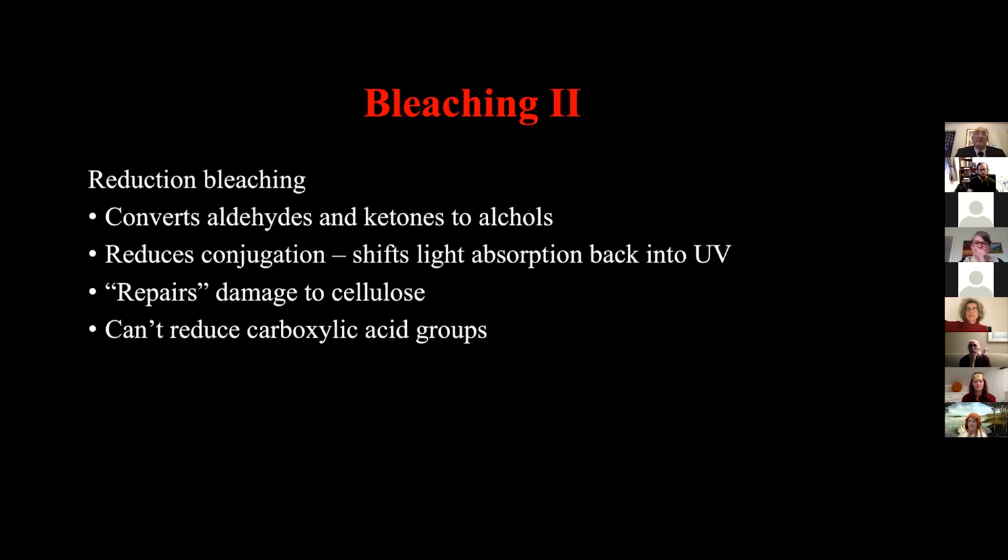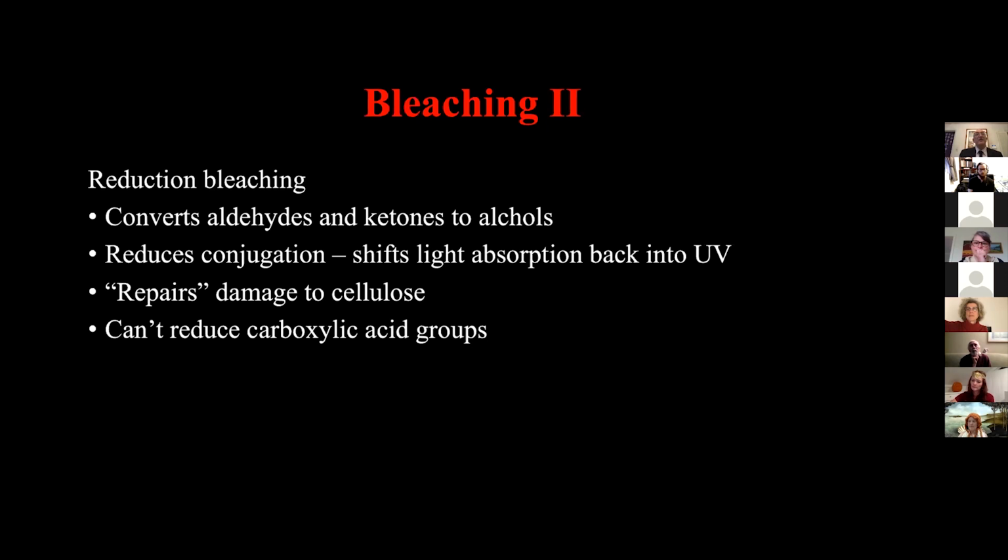So, reduction bleaching. As a non-paper conservator, this has always struck me as the best thing we can do. What it does is, if we use one of the reduction bleaches, like sodium borohydride, we're converting those oxidation products, aldehydes and ketones, back to alcohols. Remember, we still can't convert the carboxylic acids back to alcohols, but we can convert, oh, and there's a typo. We can convert aldehydes and ketones to alcohols.